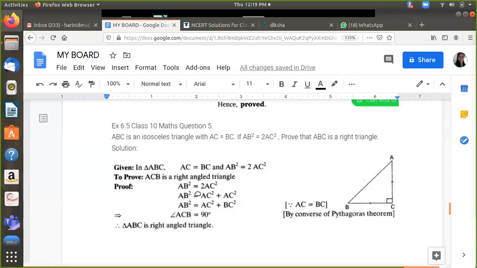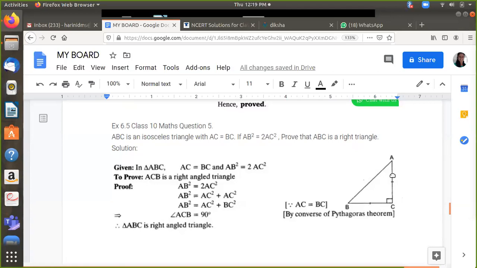So we'll start with the proof like this. AB square is given as equal to 2 times AC square. So I split it and write it like this. Instead of writing it as 2AC square, I write it as AC square plus AC square. So my AB square will be written as AC square plus AC square.